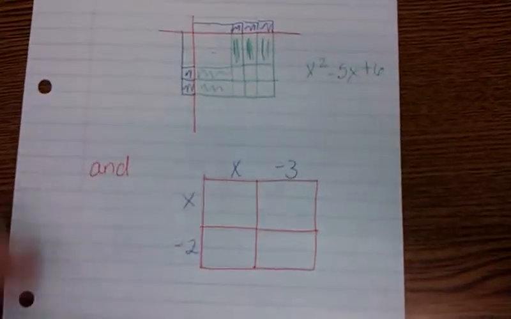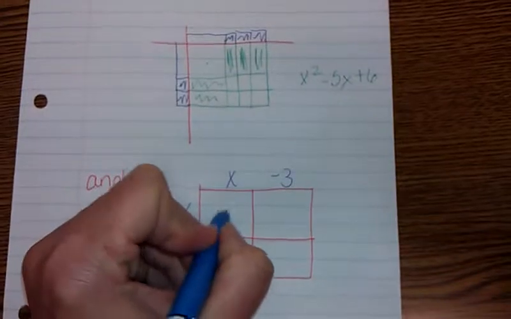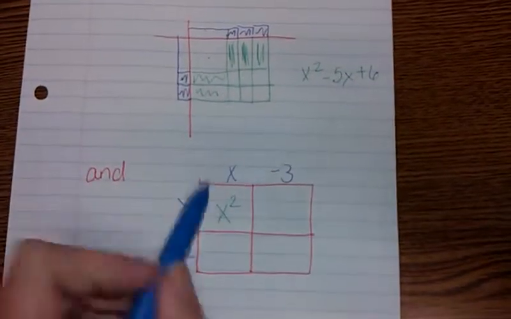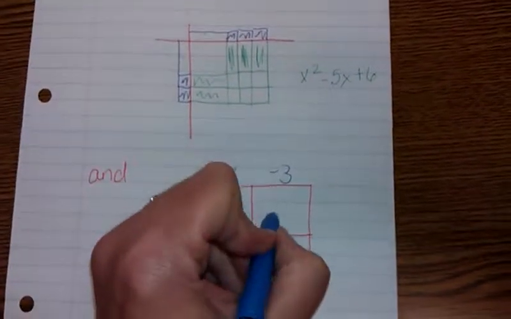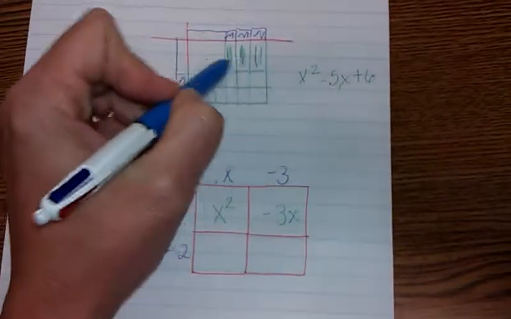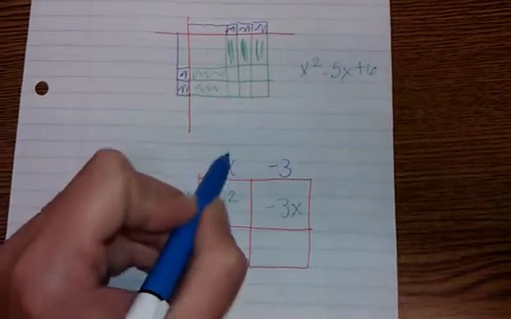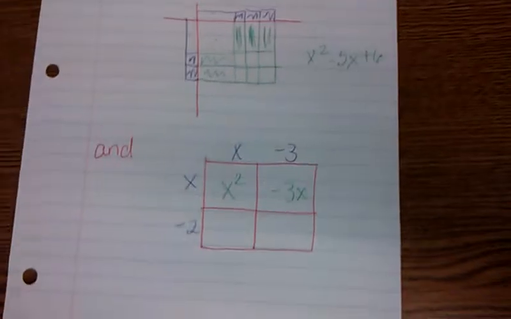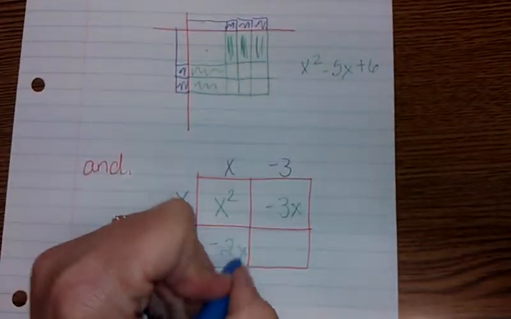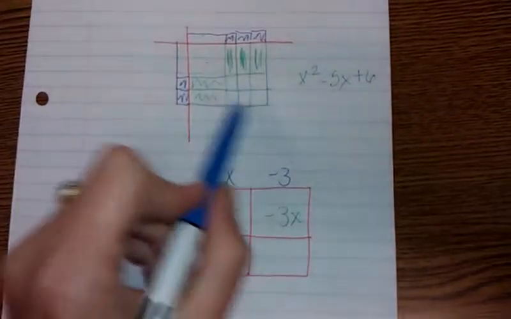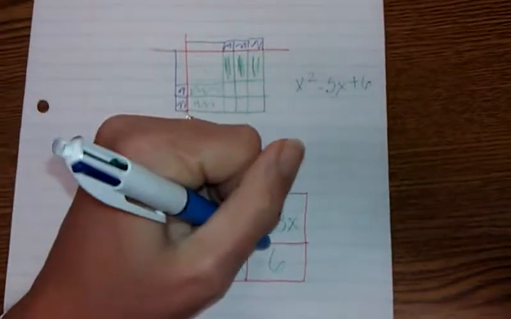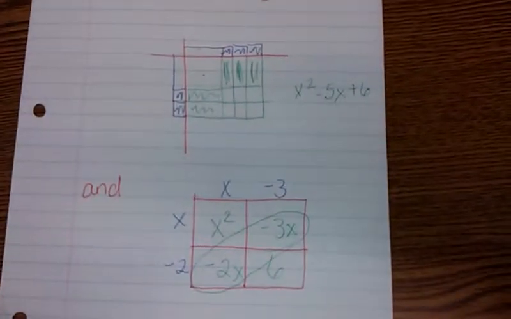Well, if I go and look at this in the box, x times x, x squared, x times negative 3, negative 3x, that's what's right here. Negative 2 times x is negative 2x. Right here is 6. These two go together. That's where my negative 5x comes from.